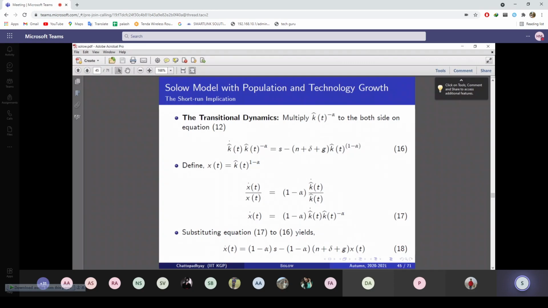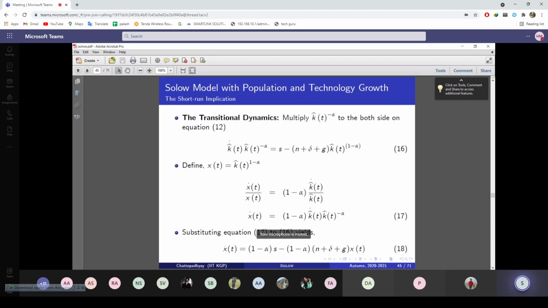So you start with equation number 12, the fundamental equation. Then you multiply both sides of equation number 12 with k hat t to the power negative alpha. You get equation number 16. Your objective is to transform equation number 16 into equation number 18. So you define xt equal to this, then take logarithm, and differentiate both sides with respect to time. With some algebraic manipulation, you get equation number 17. And using equation number 17, equation number 16, and this definition of xt, equation number 16 can be transformed to equation number 18, which is a very simple differential equation to solve.